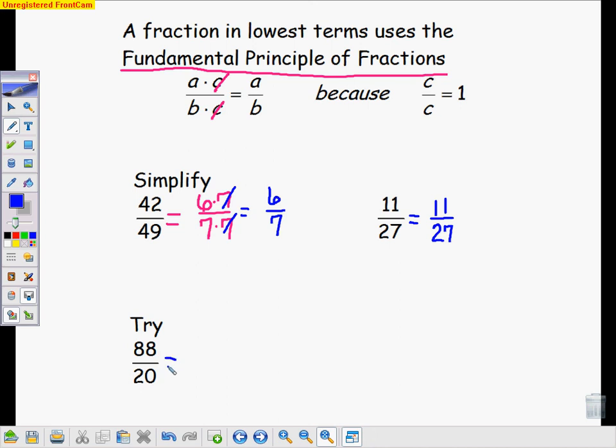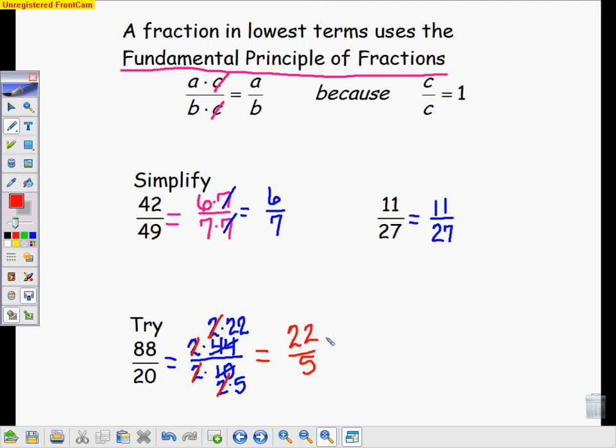Okay. First thing I notice is that 88 is even, 2 times 44. And 20 is also even, 2 times 10. Right away I notice that 44 and 10 are both even again. So what I'm going to do is rewrite 44 as 2 times 22 and 10 as 2 times 5. Now what I see is that my 2's cancel from the first time and my new 2's cancel, leaving us with 22 over 5.